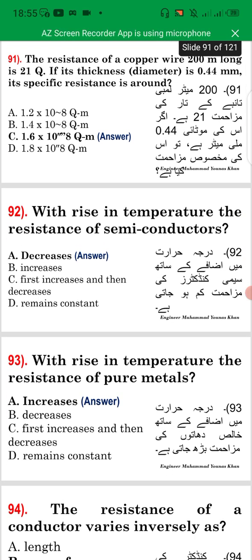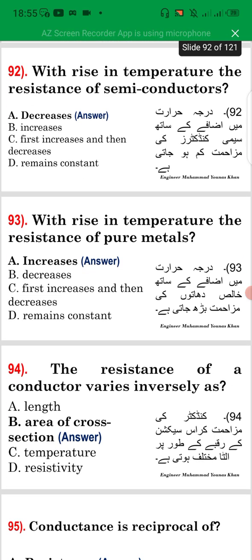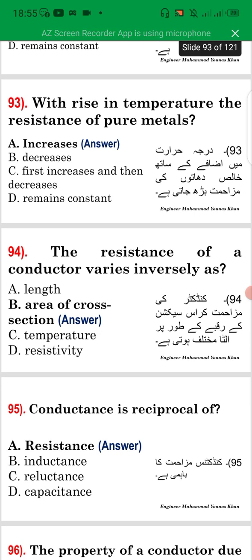With rise in temperature, the resistance of a semiconductor increases, first increases and then decreases, remains constant, decreases. Decreases. With rise in temperature, the resistance of pure metals decreases, first increases and then decreases, remains constant, increases. Increases. The resistance of a conductor wire varies inversely as length, area of cross-section, temperature, resistivity. Area of cross-section.